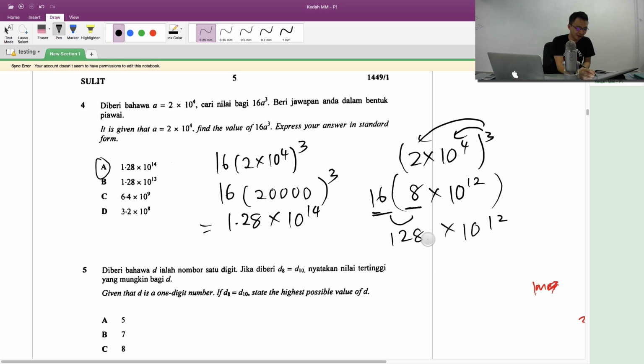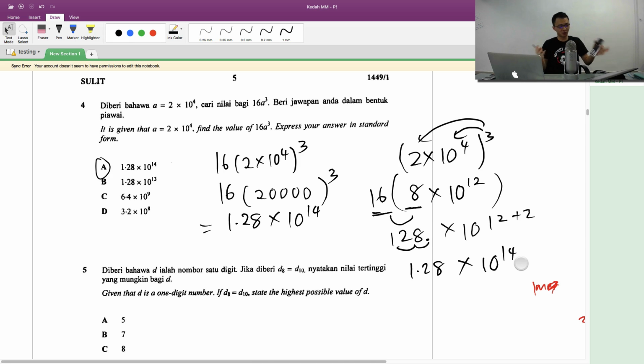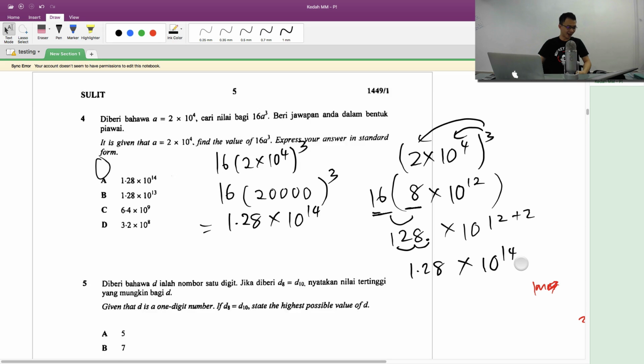But because we want standard form, the decimal is here, so I will move 2 to the left hand side. When I move 2 to the left hand side, I will plus 2 in the power. So I get 1.28 multiply 10 power of 14. Just in case you do not want to use your calculator, you can always do it manually.